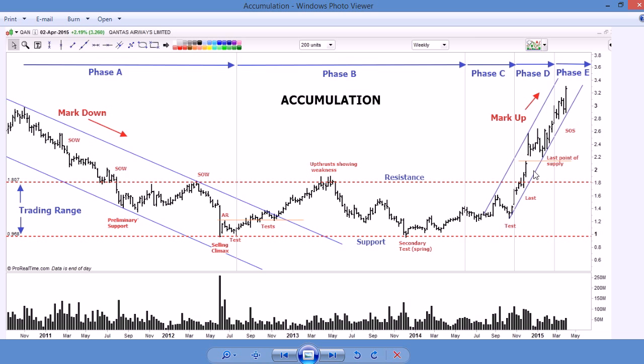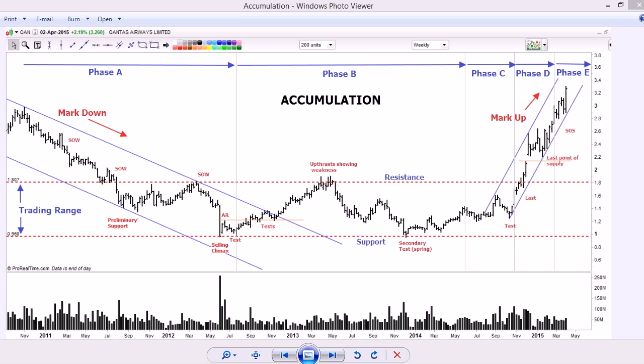Okay, so we'll go through the 5 phases of accumulation. And in phase A, which is over here, we'll see that supply is dominant. We've got evidence of exhaustion of supply here with this preliminary support levels coming in lower down. And then we usually get a selling climax, which is a widespread bar, usually on very, very high volume, which indicates the final shakeout and selling of the masses to the professionals. It's the final panic selling from the public as the professionals buy into the stock.